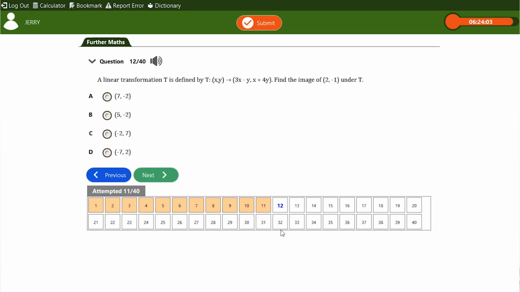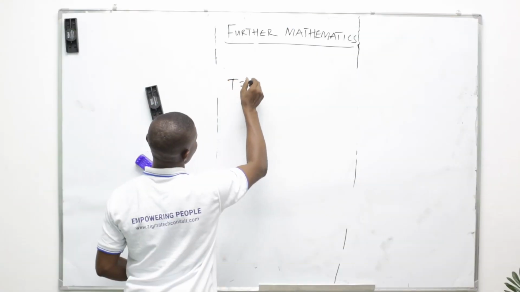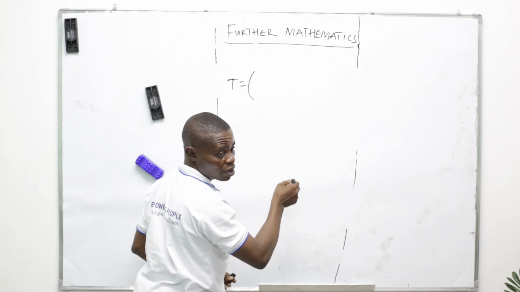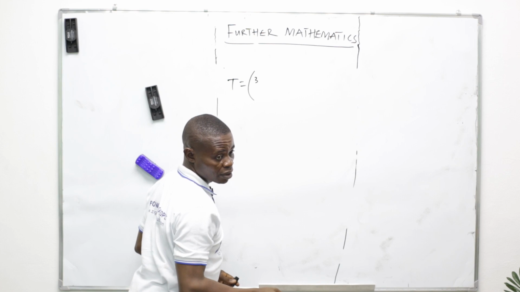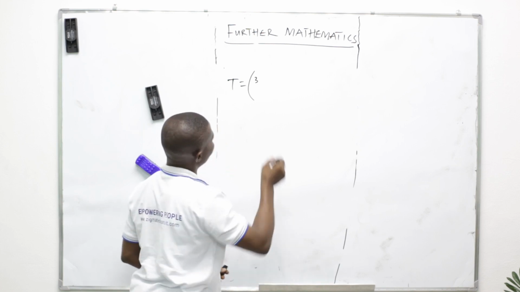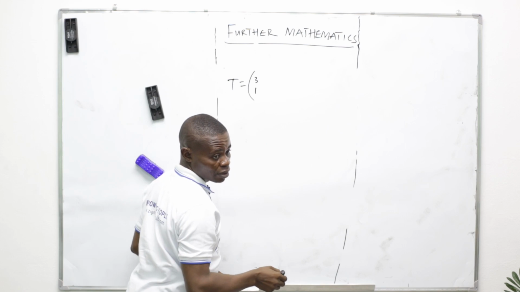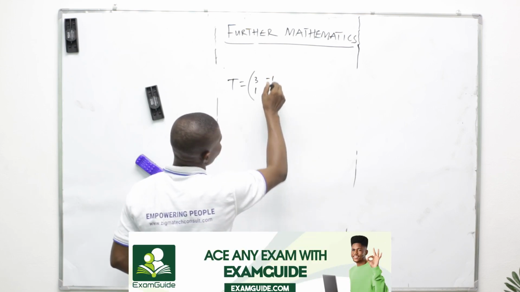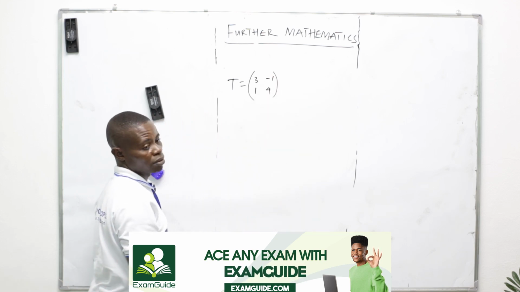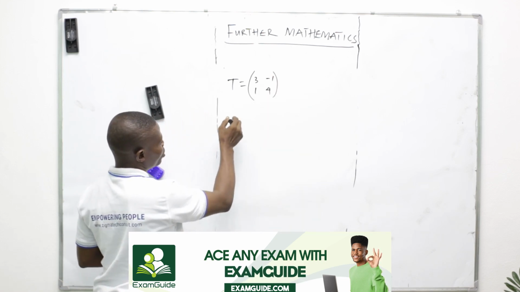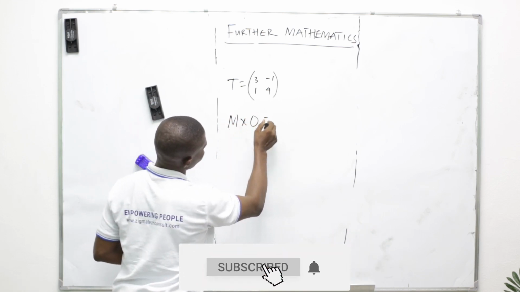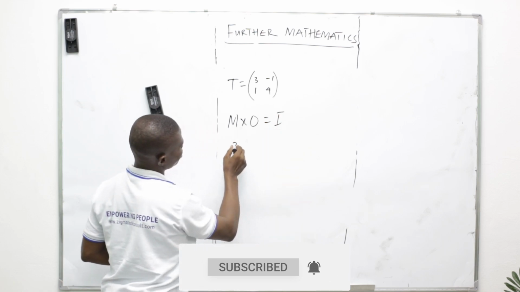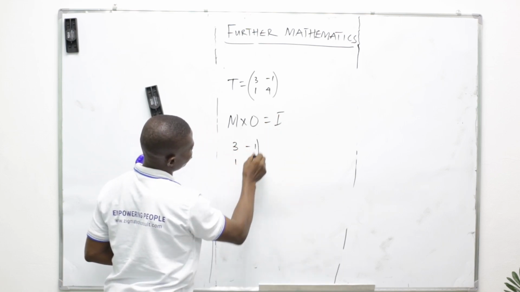Matrix T is going to give us T equals, 3 and 1, then minus 1 and 4. Matrix times object equals image. That is 3, minus 1, 1, 4.